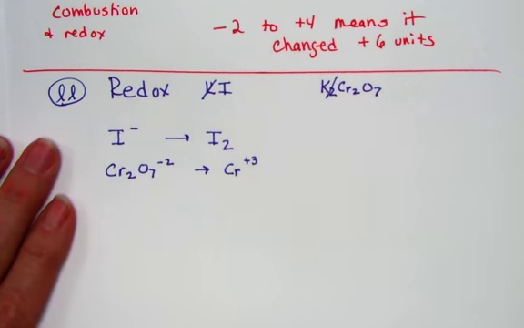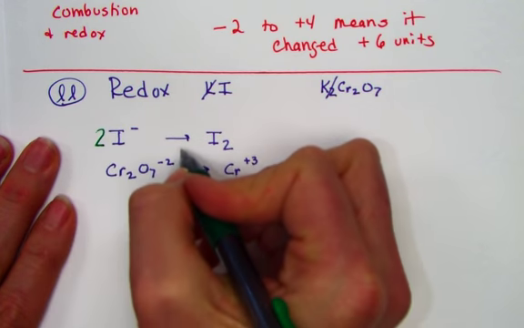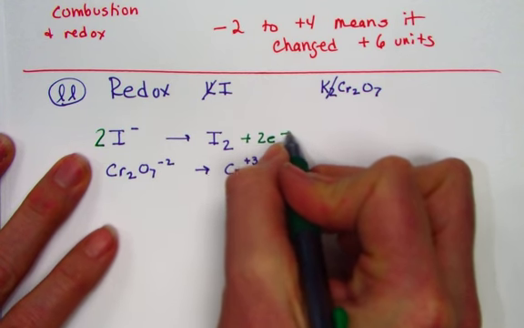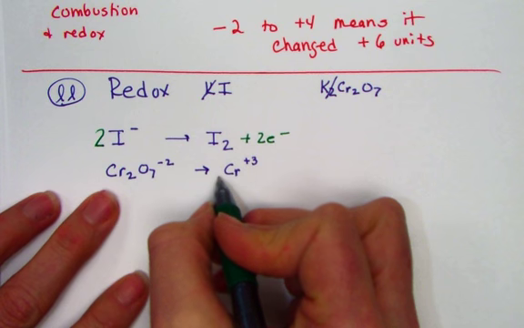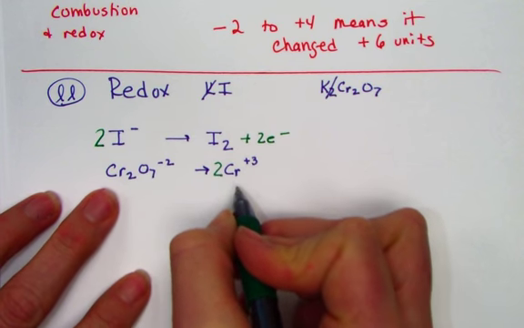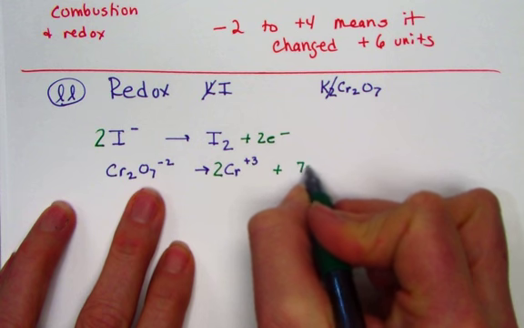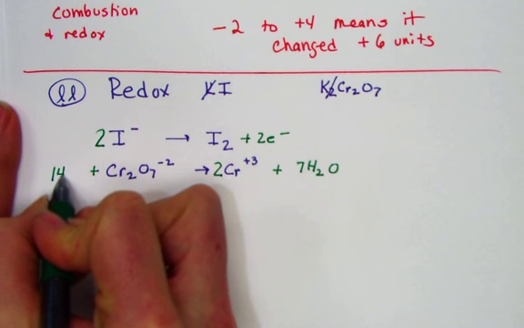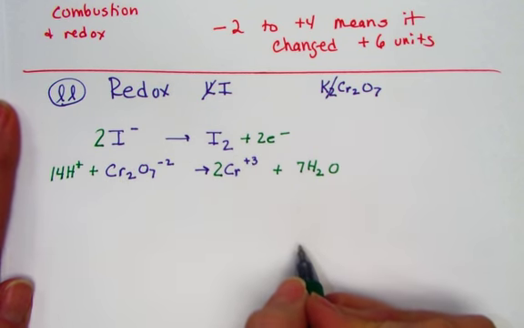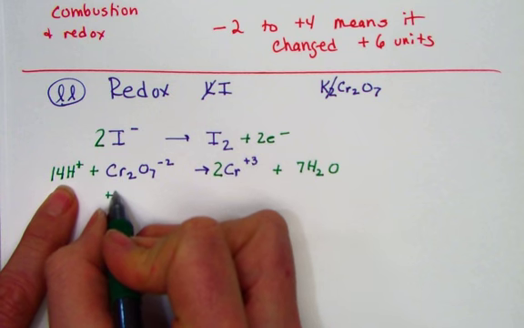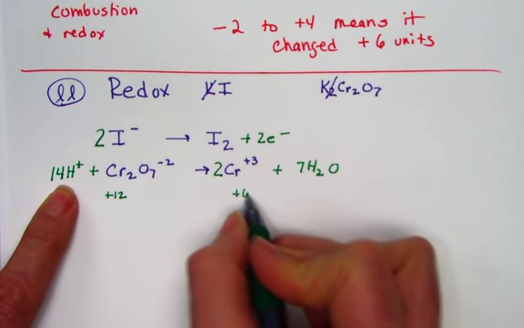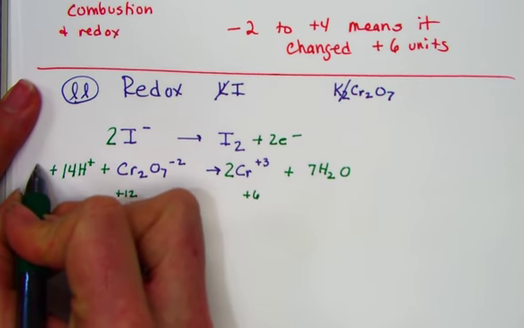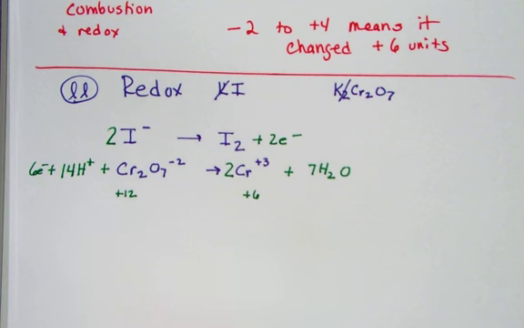So considering the first half reaction, I'll start by doubling the iodine, giving me a net -2 on the left, so I'll add 2 electrons to the right. The second half reaction, I'll double the chromium to balance the Crs, and I'll add 7 waters to balance the oxygens. Coming to this side, adding 14 hydrogen ions, balancing the H. Gives me a net +12 on the left side and a +6 on the right side. So we'll bring them both down to +6 by adding 6 electrons to the left-hand side.